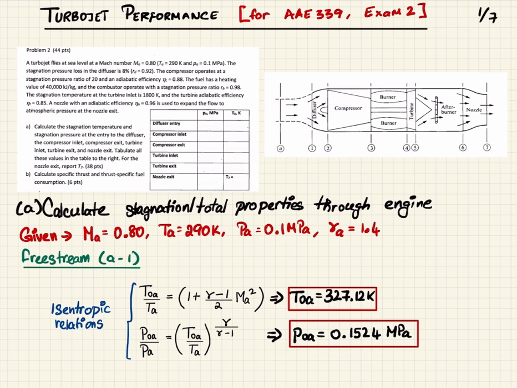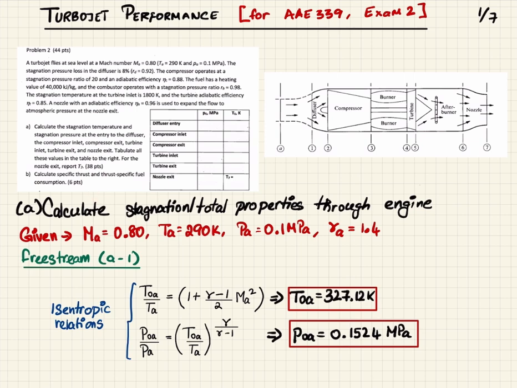Okay, so hopefully you've read the problem statement. I will be referring to the schematic here on the right, as well as the station numbering convention. I got this figure from the Hill and Peterson textbook that is used in this class. In this problem, we are asked to calculate the stagnation properties across each component, as well as determining the static temperature at the nozzle exit. In part B, we are asked to calculate the specific thrust and the thrust-specific fuel consumption.